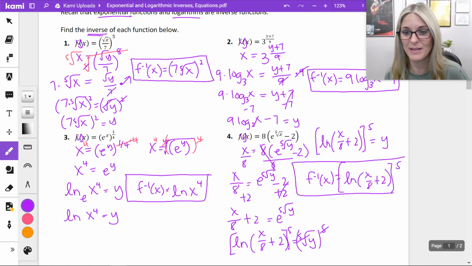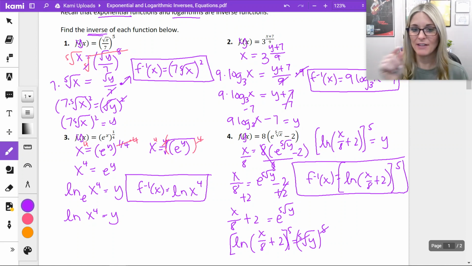Final answer, big and messy there, but it really did apply everything that we've kind of built up to. Isolating, using logarithms to rewrite. This was a base e, so a natural logarithm, and then we used an exponent to undo the root there.